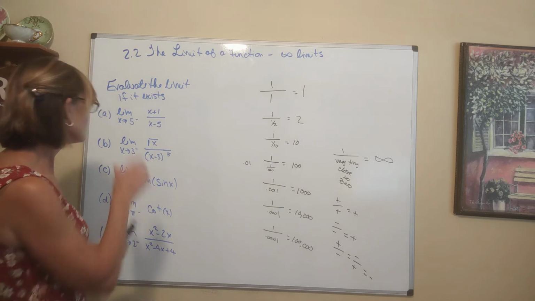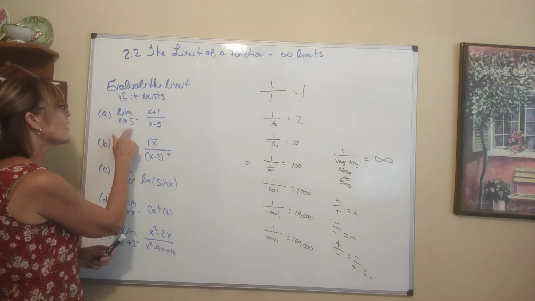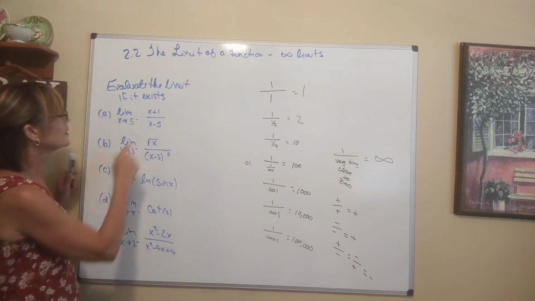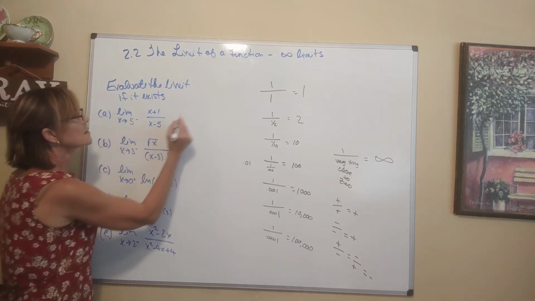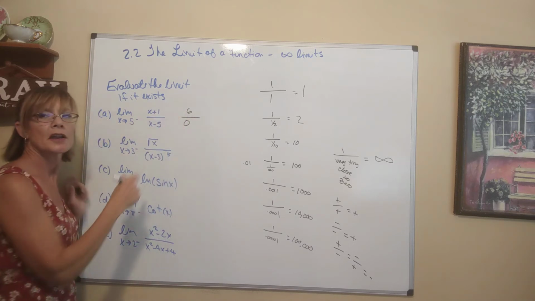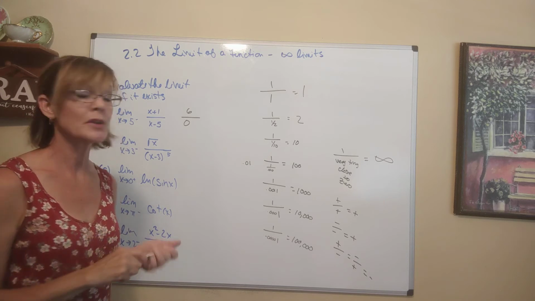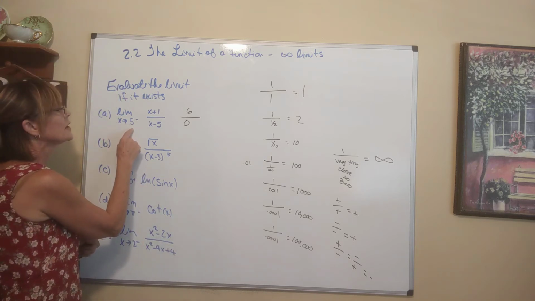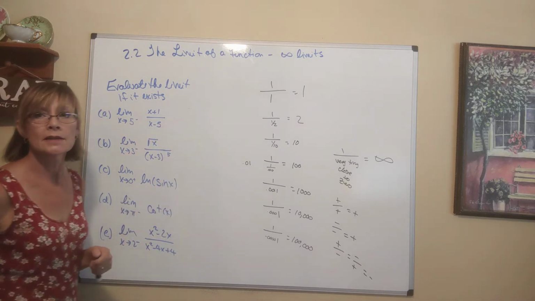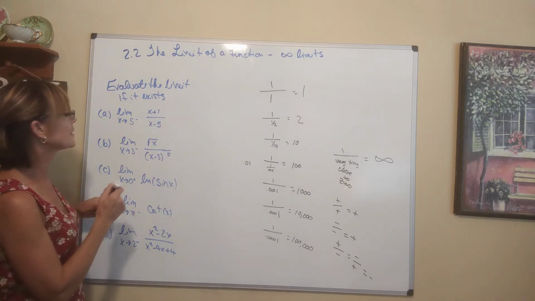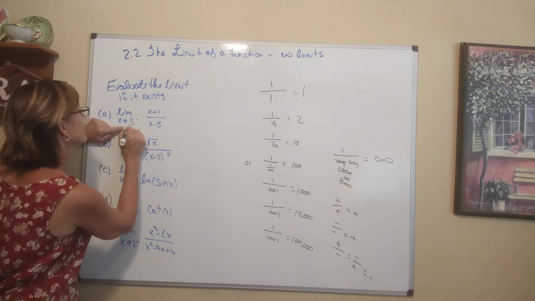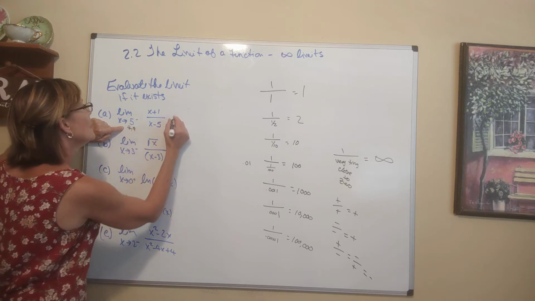Ready? The limit as x approaches 5 from the left of this. If we just put in straight 5, what would happen? 5 plus 1 is 6, but 5 minus 5 is 0. We can't divide by 0. But they're not asking us to put in 5. They're saying a little bit less than 5, something like 4.999. But just so we can see what's happening, what if we put in something like 4.9?